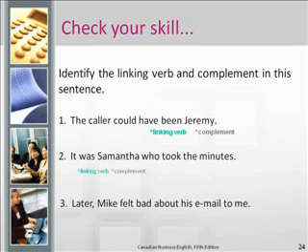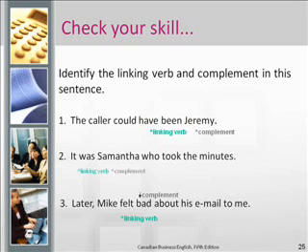And one last example and we'll wrap up this PowerPoint presentation. Later, Mike felt bad about his email to me. Can you find the verb in this sentence? The verb in this sentence is the word felt. Felt is one of those sensory verbs, and it makes this sentence have a linking verb. The complement in this case is bad.